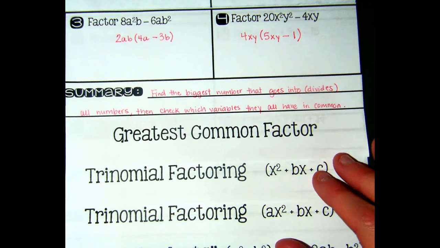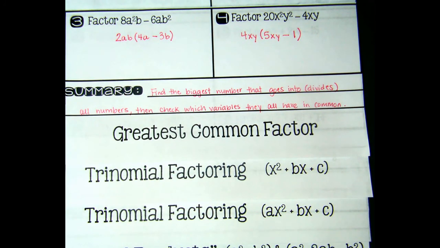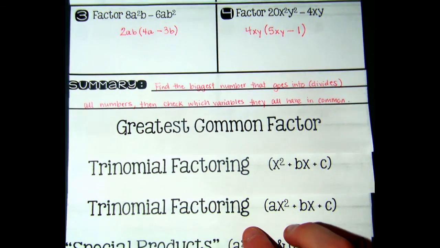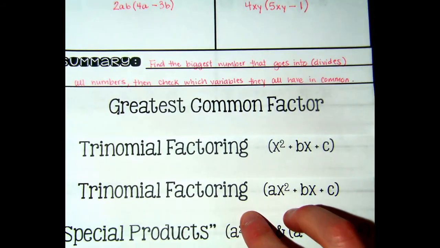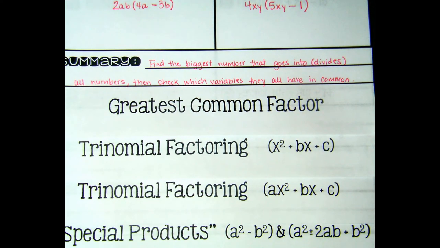Alright, good. We're going to summarize all these. It's kind of hard to see. I can read it back to you again. So find the biggest number that goes into, which is divides, all numbers. Then check which variables they all have in common, is what that says. It's hard to see. Up there. Alright, now we're going to start our new stuff. We're going to do it today and tomorrow.